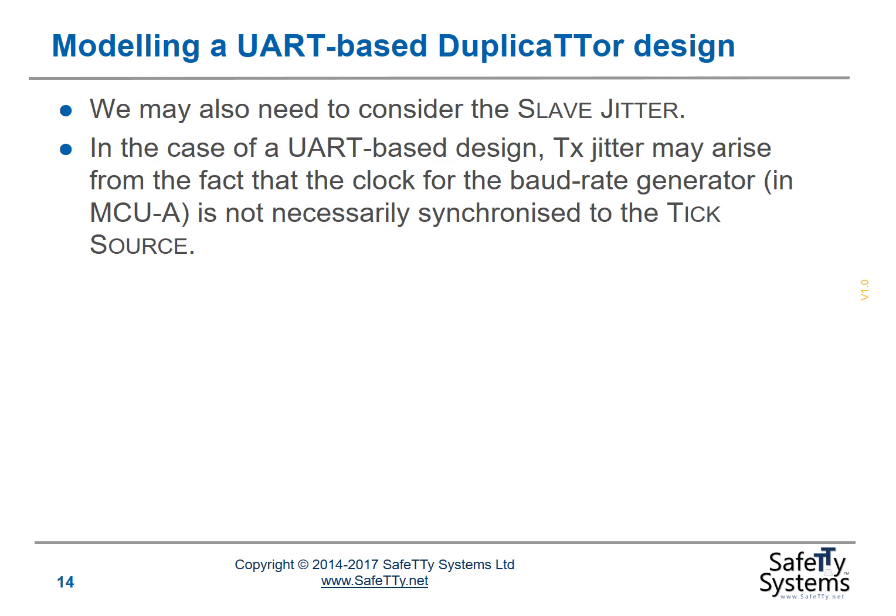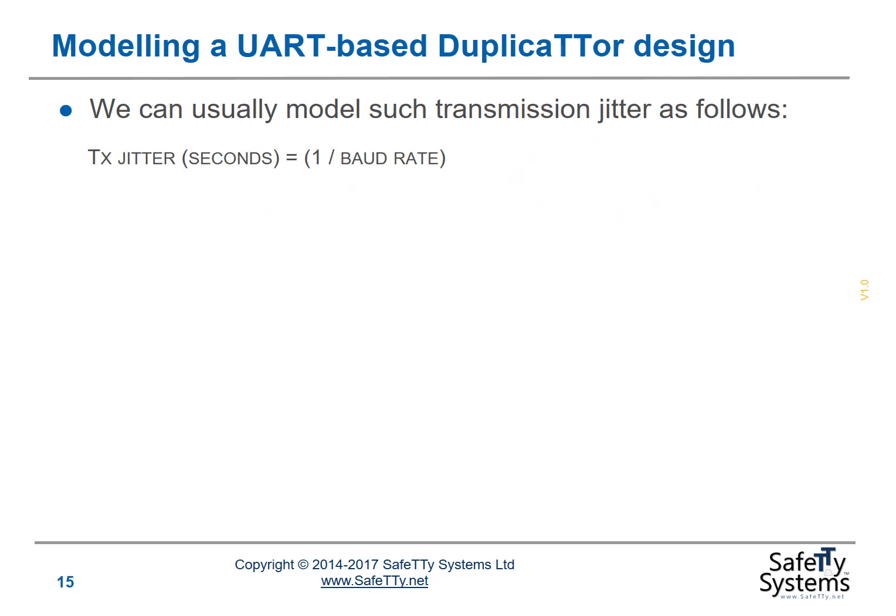In this type of design, we may also need to consider the slave jitter. In the case of a UART-based design, transmission jitter may arise from the fact that the clock for the baud rate generator in MCU A is not necessarily synchronized to the tick source. We can usually model such transmission jitter adequately as follows. Transmit jitter in seconds equals 1 over the baud rate.